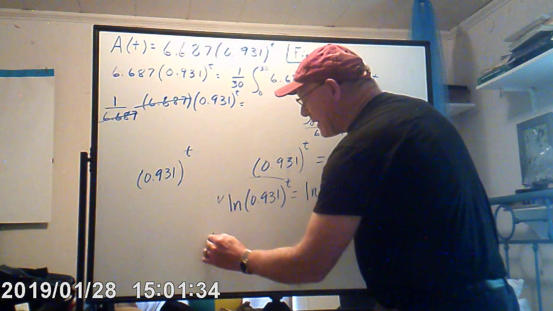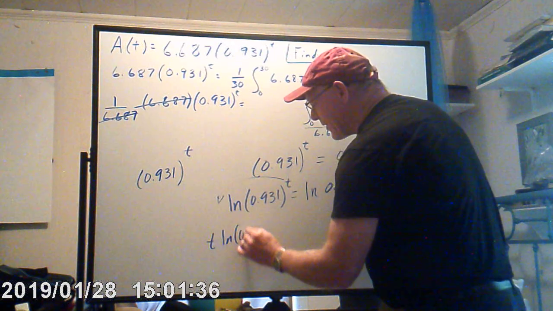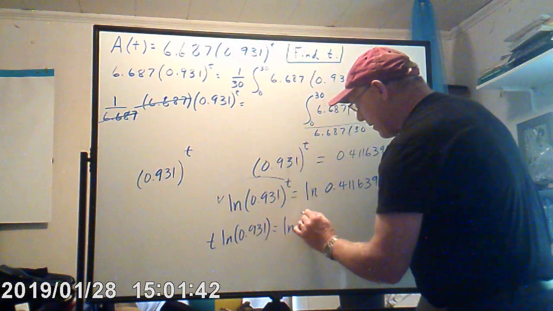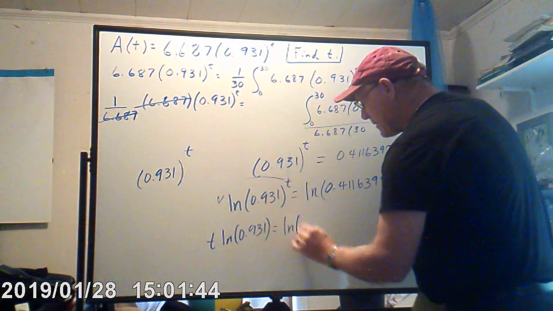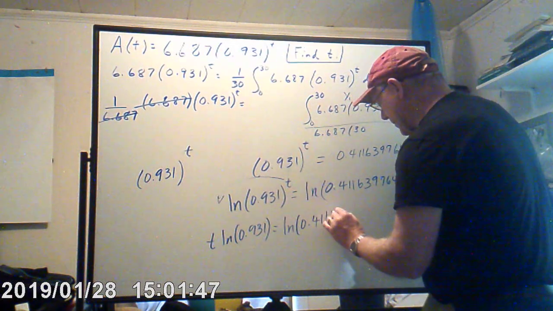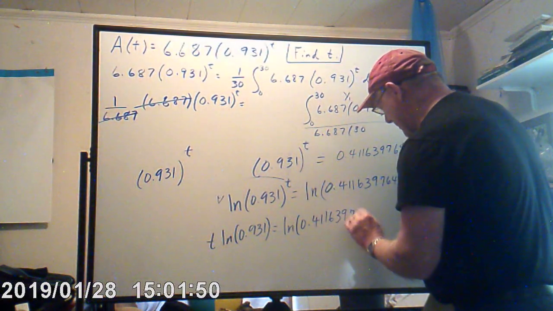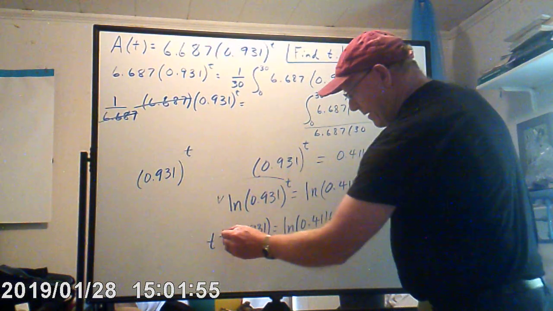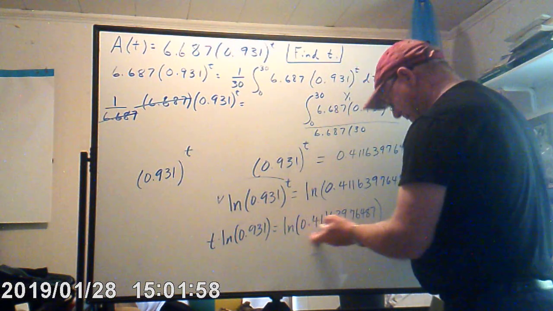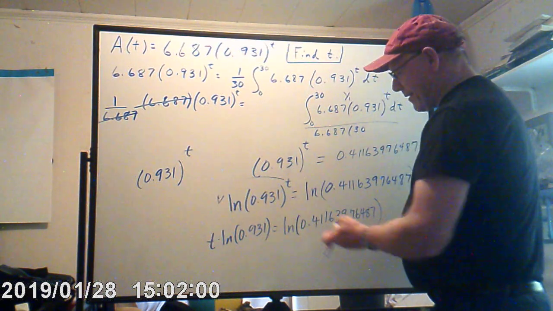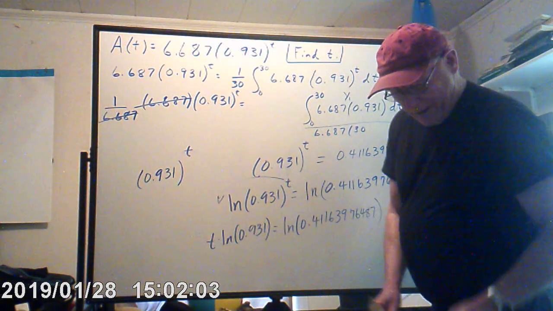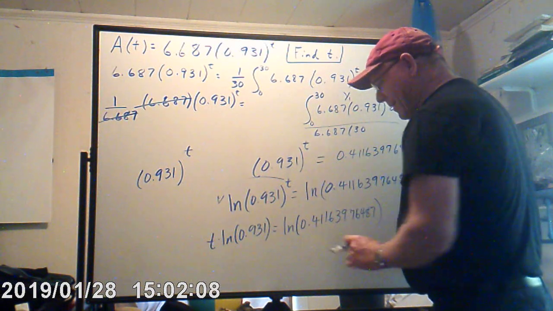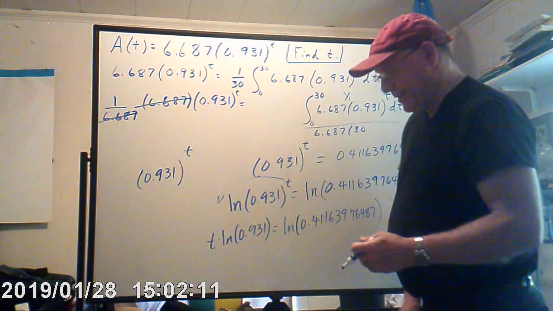So now t ln of 0.931 is equal to ln of all this, 0.41163976487. And I don't want to round until I get through. I like to just leave it all out here. Okay, there is a recall. I'm having trouble recalling it on my phone, but you can recall this each time and you will get a more exact answer here.